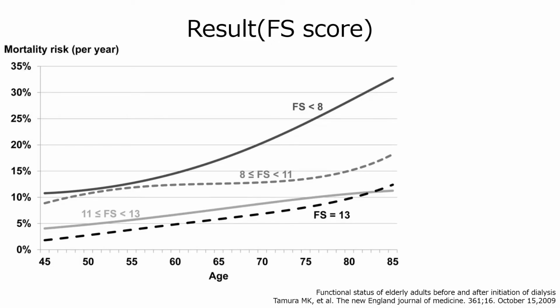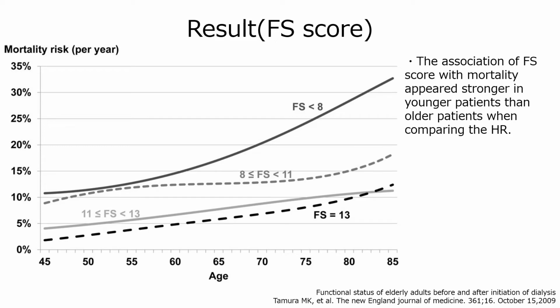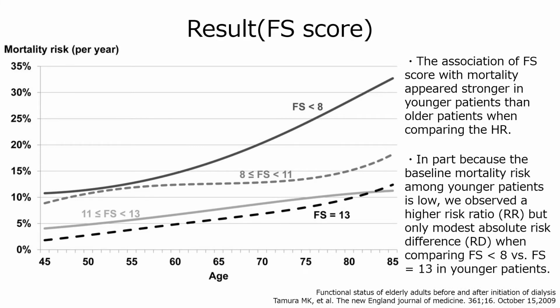This figure shows the mortality risk for patients, interacting functional status with age. The association of functional status score with mortality appears stronger in younger patients than older patients when comparing the hazard ratio, in part because the baseline mortality risk among younger patients is low. We observed a higher risk ratio but only a modest absolute risk difference when comparing functional status less than 8 versus functional status of 13 in younger patients.